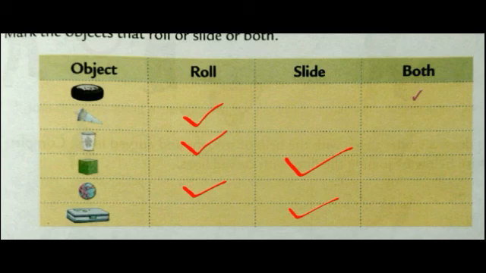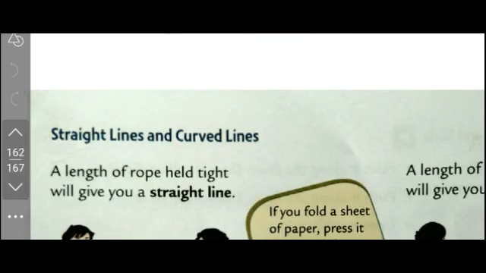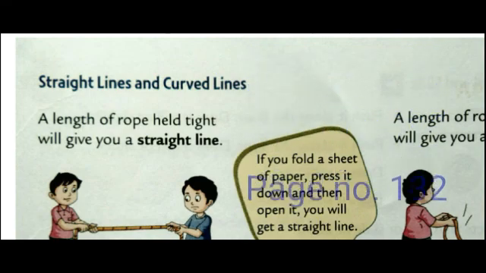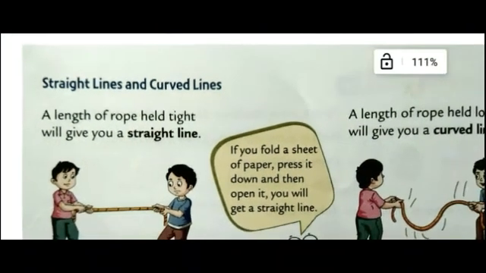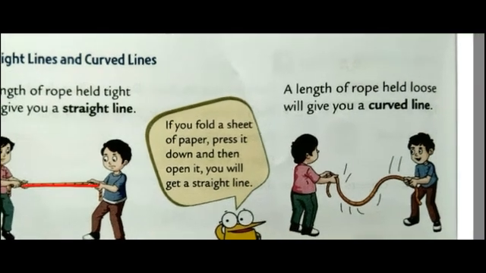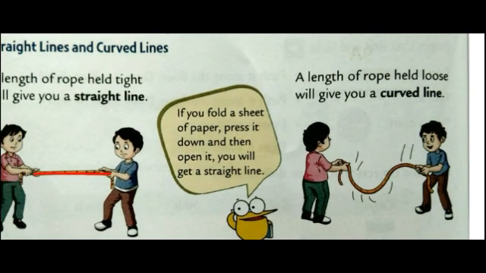Now, scholars, we move on to the next topic on page number 132. Straight lines and curved lines. Just see this example given here. See the pictures given here. A length of rope held tight will give you a straight line. But if you hold it loose, if you leave it, it will give you a curved line. Okay? So this is known as a straight line and this is known as a curved line.